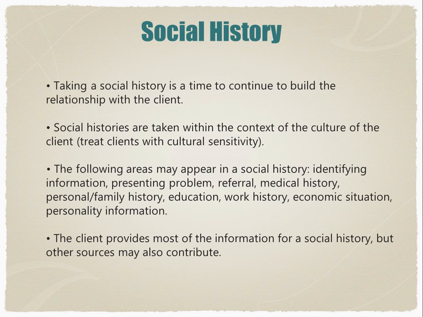The social history does present an opportunity to continue building the relationship with the client. They are always taken within the cultural context of the client, so clients are treated with cultural sensitivity. A social history likely will include the following 9 areas: identifying information, the presenting problem, the referral, medical history, personal and family history, education, work history, economic situation, and personality information. The client is generally the primary source for the social history, but other sources also may contribute information.